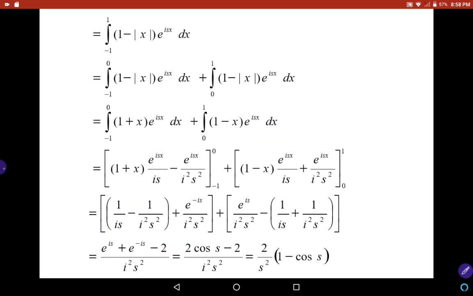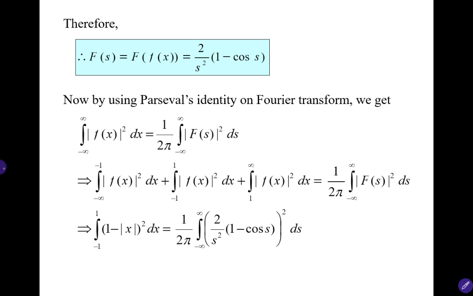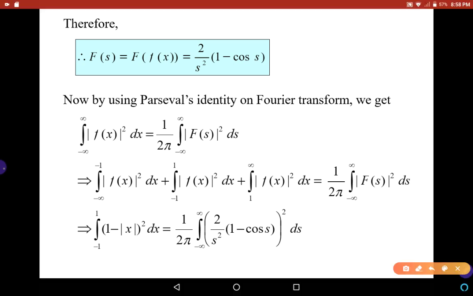Therefore, we derived the Fourier transform of f(x) as 2/s² times (1 − cos s). Now to derive the value of the integral, we apply Parseval's identity on Fourier transform. Again here we consider the second Parseval's identity on Fourier transform, which states that the integral from −∞ to ∞ of |f(x)|² dx is equal to 1/(2π) times the integral from −∞ to ∞ of |F(s)|² ds.